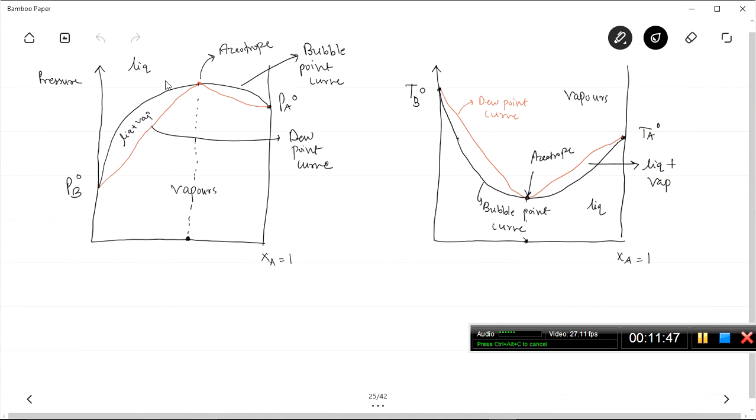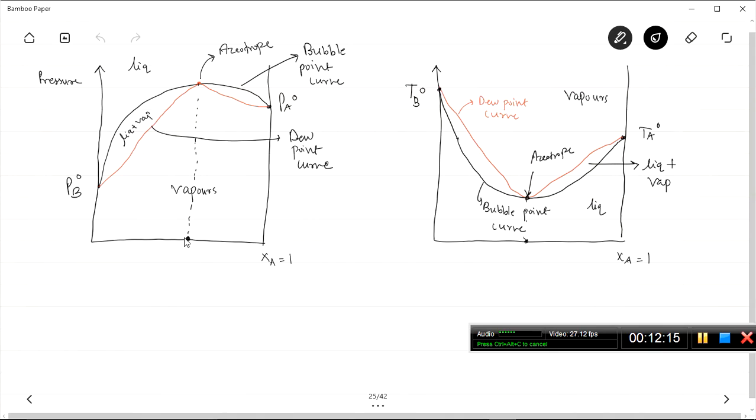As we had seen earlier in the phase diagram, this part of the graph represents liquid, this part represents vapor below the dew point curve, and the area between the two graphs is where coexisting liquid and vapor phases exist. Now this point wherein the two graphs coincide is nothing but your azeotrope.